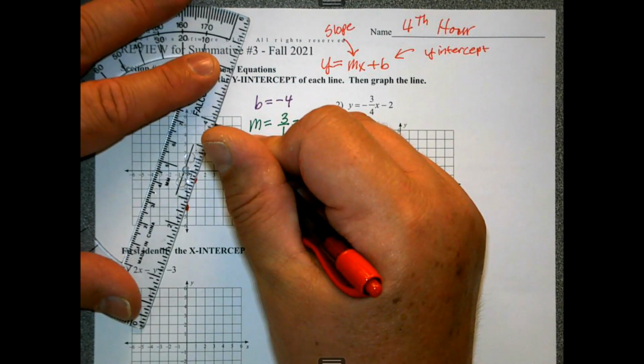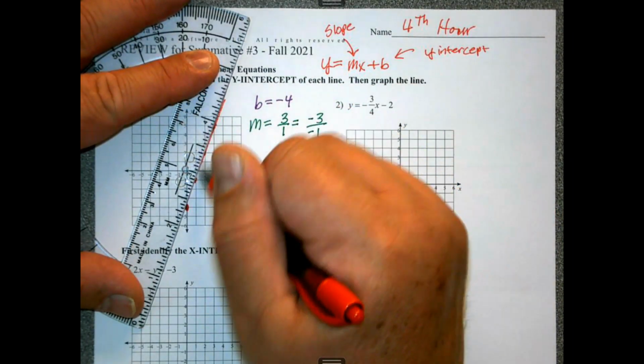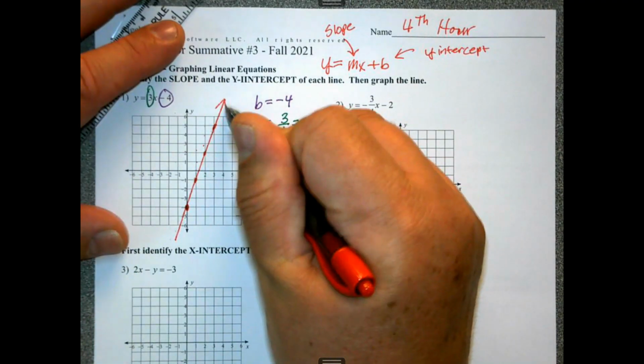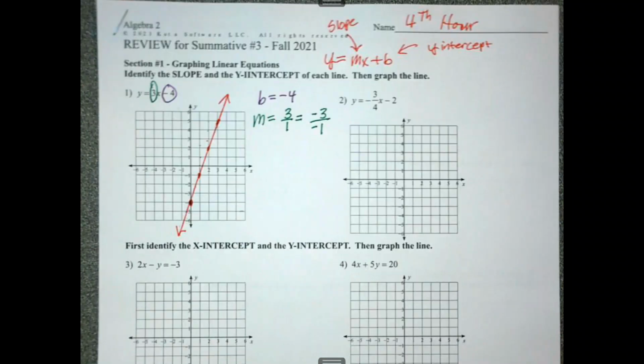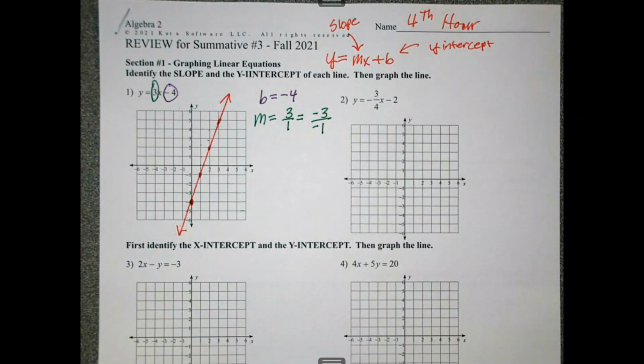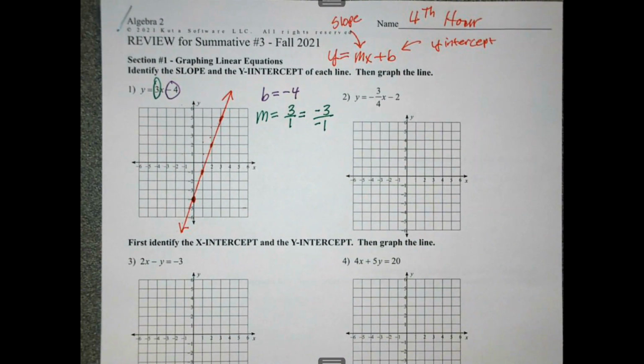So Mr. D doesn't get upset when he goes to grade these and start using unusual language. Okay, slope intercept form. Questions?